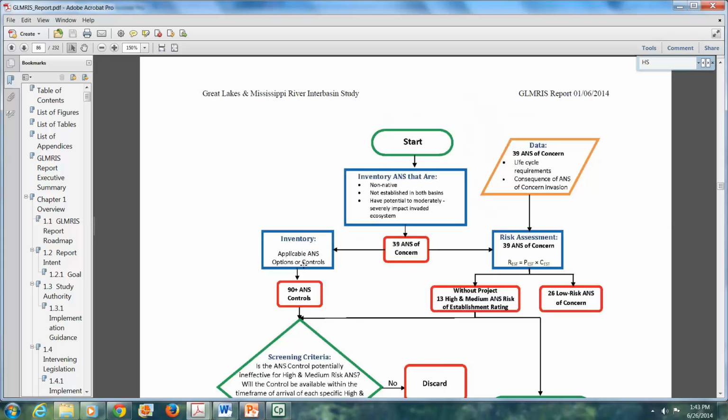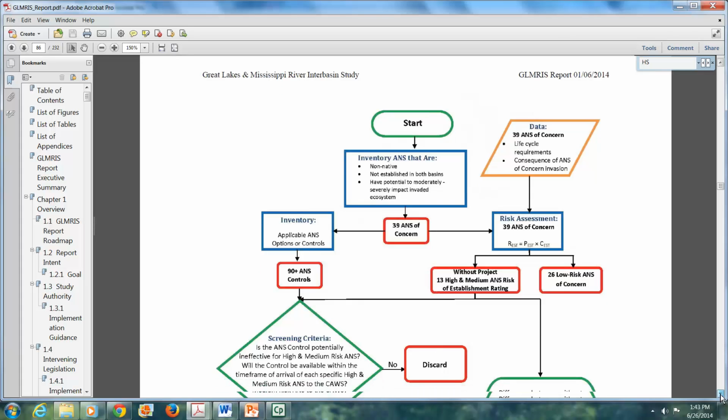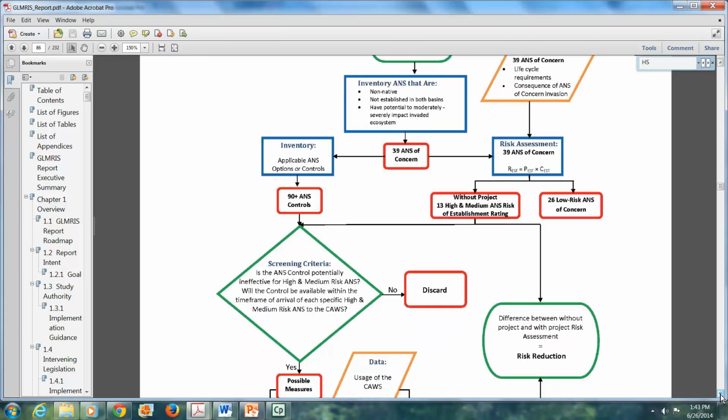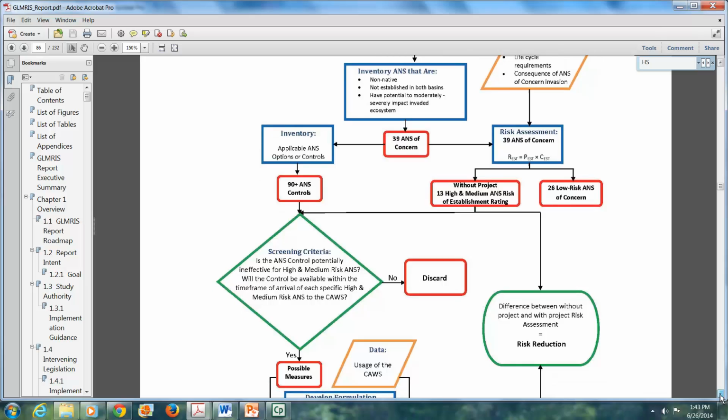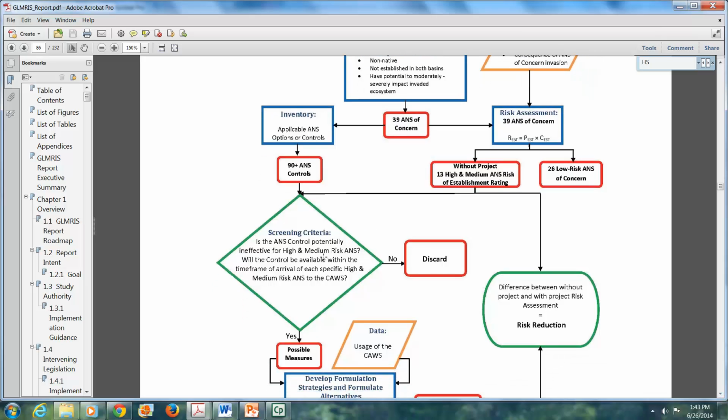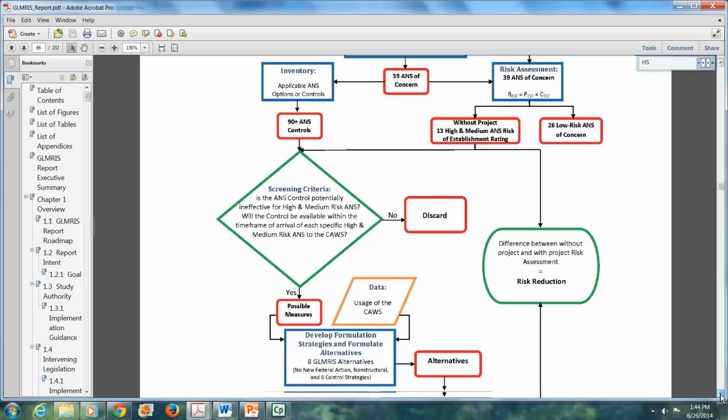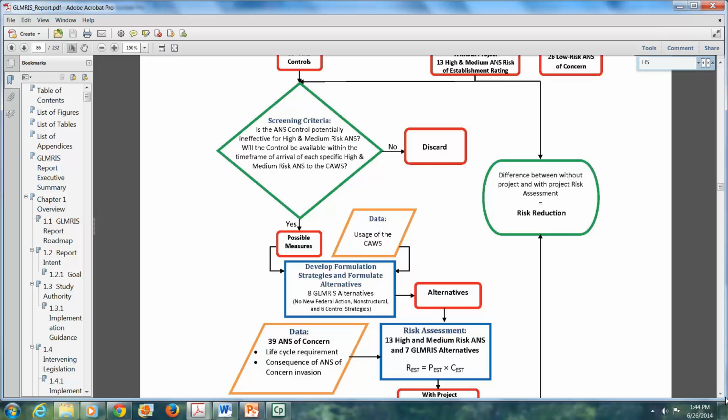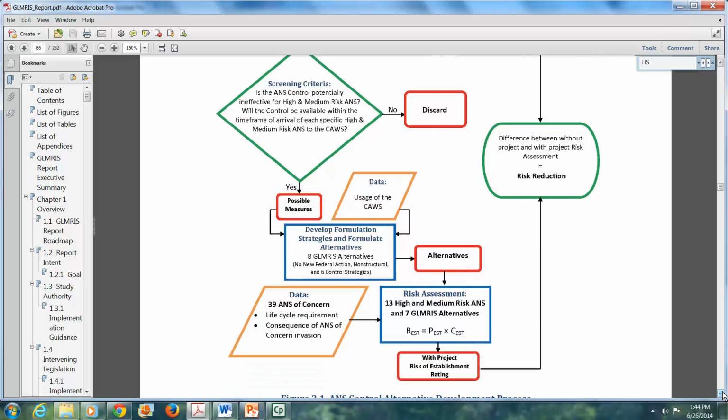Meanwhile, they began an inventory of aquatic nuisance species options or controls. The blue box here marked inventory. They identified over 90 aquatic nuisance species controls, and then they developed some screening criteria. If the control was going to be ineffective, they would discard it. If the control would not be available in the proper time frame, they discarded it and would not consider it further. Those that were effective and available within the proper time frame became possible measures.